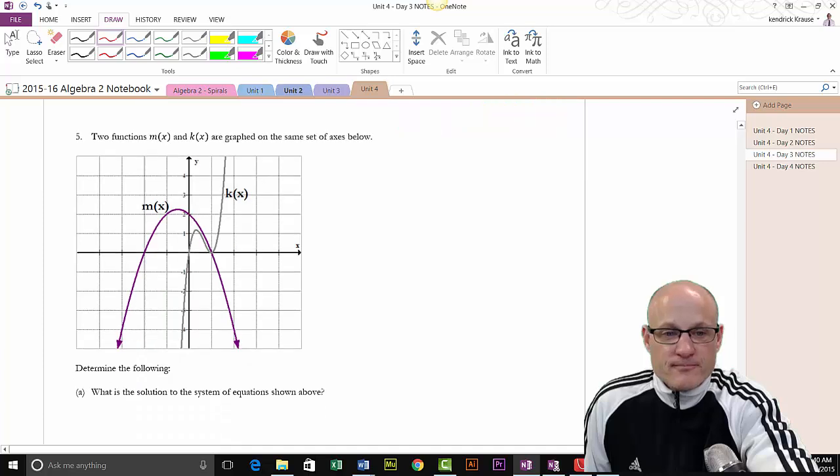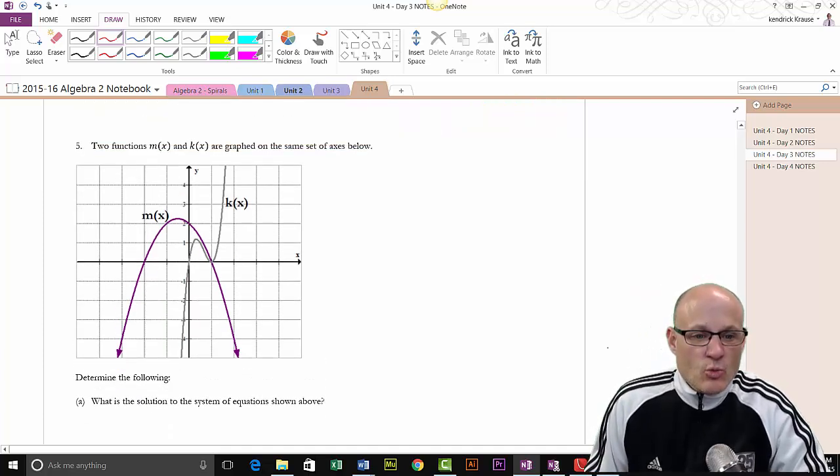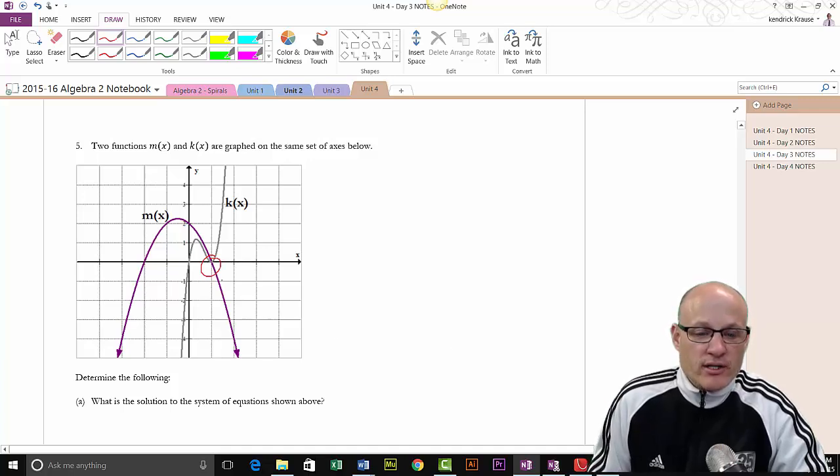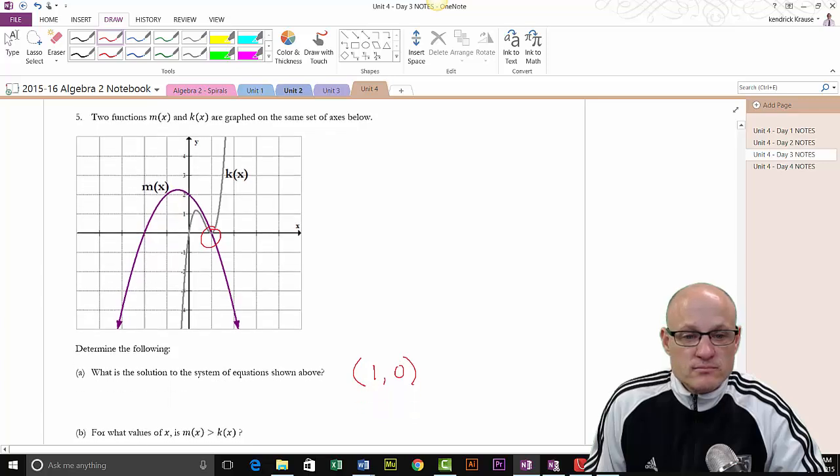All right, almost done. Two functions written in our graph below. What is the solution to the system of equations? Well, the only place that they're equal is right here. So the solution is 1, 0. That's the solution. 1 point.